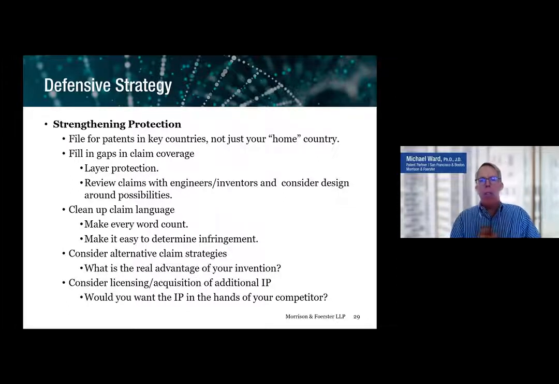Another thing to consider in your defensive strategy is licensing and acquiring additional IP to bring into the company. This comes down to competitor monitoring and understanding what your competitor is doing, what's out there. Would that complement your own company if you were to license in some additional technology? You may license in some additional technology that would allow you to block other competitors. Those are things that you want to consider as you build your portfolio.